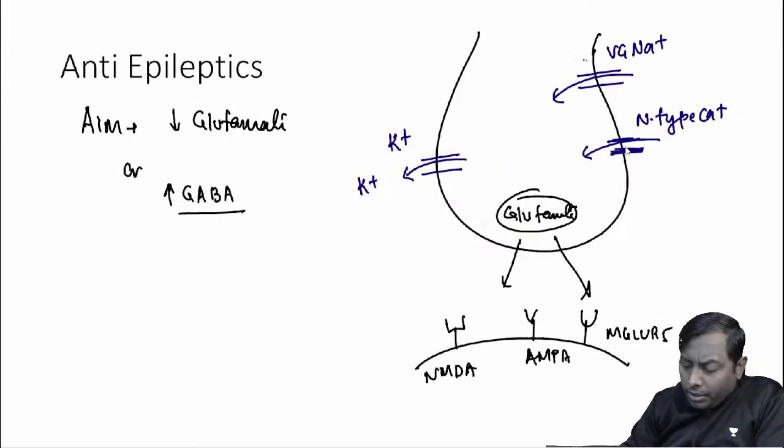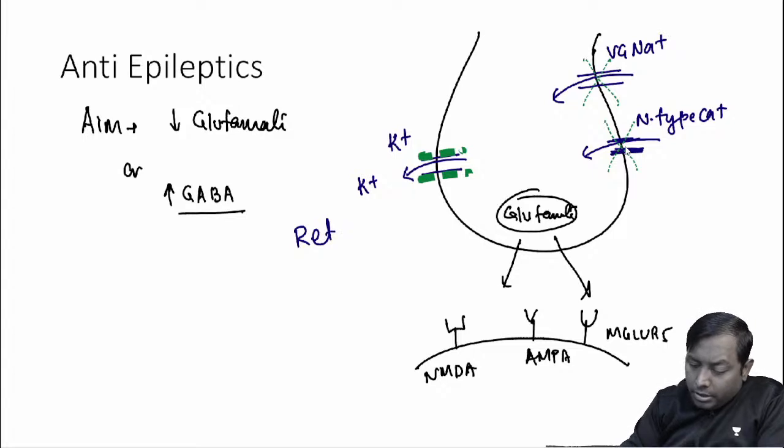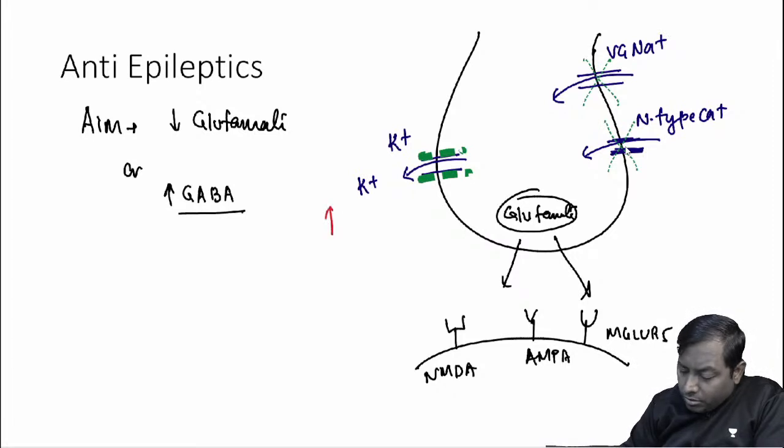One you can do is block the voltage gated sodium channel, you can block the N-type calcium channel, and you can keep this voltage gated potassium channel open. The drugs that can keep the potassium channel open will be your retigabine and ezogabine.